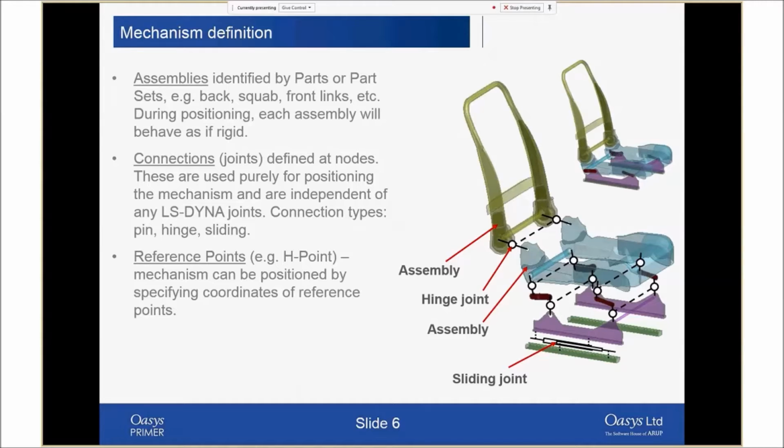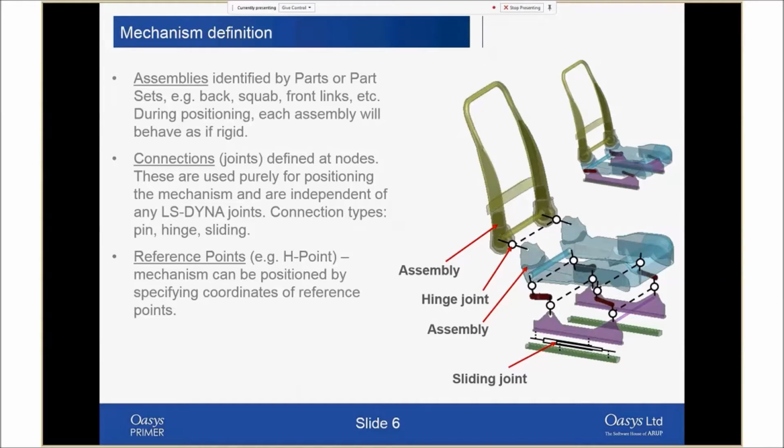So the first component is an assembly. An assembly is a grouping of parts essentially in your seat. So assemblies are identified by parts or part sets. So it could be the back, it could be parts of the rails, and it could be links and so on. And during positioning, each of those assemblies behave as if rigid when you're moving the seat around in Primer.